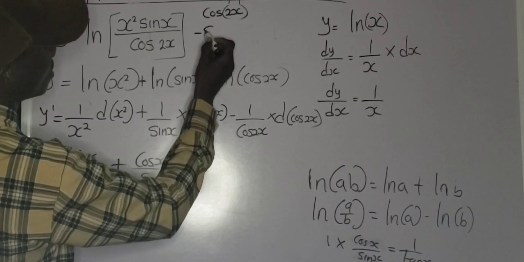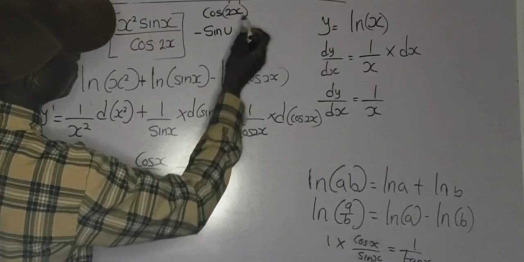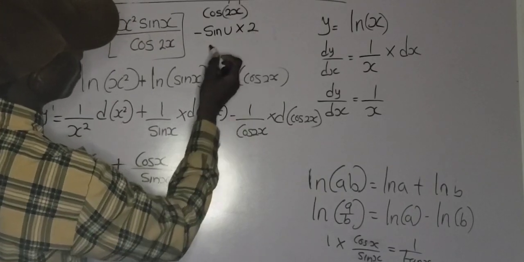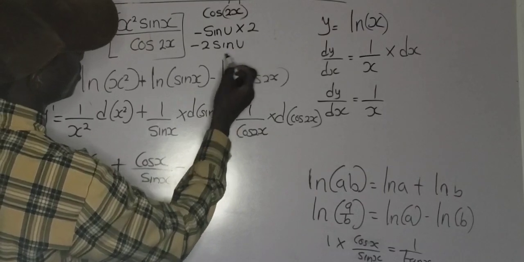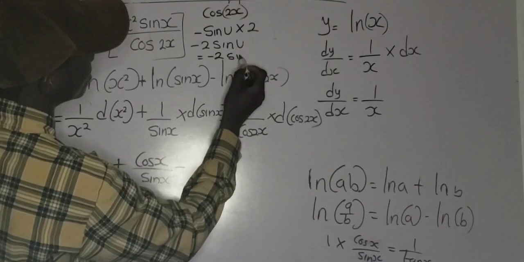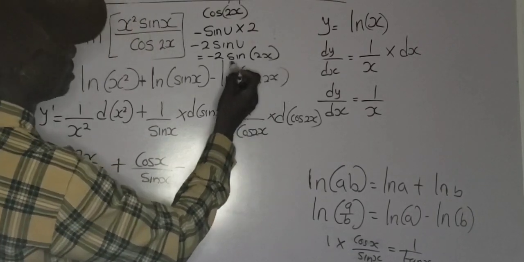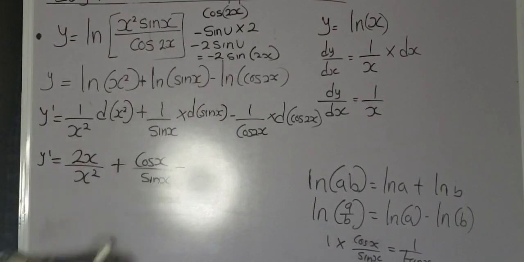Okay, so if you differentiate cos 2x using the chain rule, you're going to get minus sine u multiplied by 2. That is minus 2 sine u. That will give us minus 2 sine 2x. So the derivative of cos 2x using the chain rule is what? Minus 2 sine 2x. Do you understand?